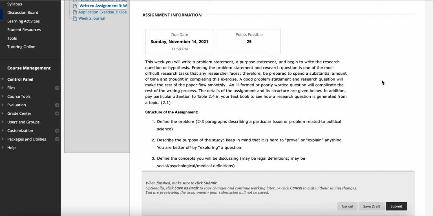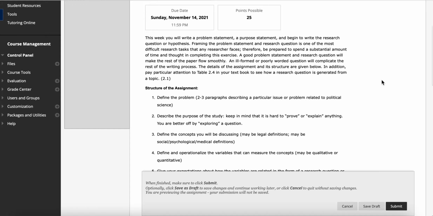A good problem statement and research question will make the rest of the paper flow smoothly. An ill-informed or poorly worded statement will complicate the rest of the writing process. The details of the assignment and its structures are given below. In addition, pay particular attention to tables 2.14 in the textbook to see how a research question is generated from a topic. So what I'm going to ask you as the structure of the assignment is to define the problem.